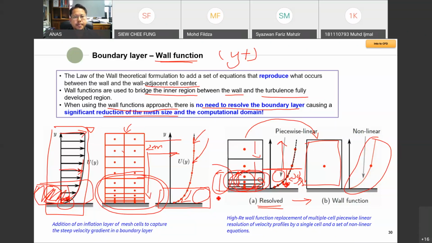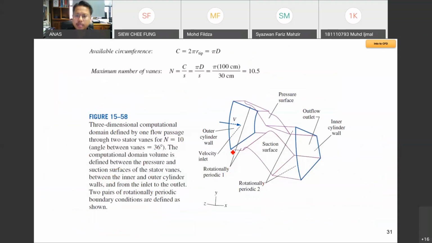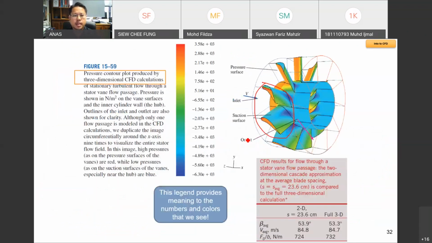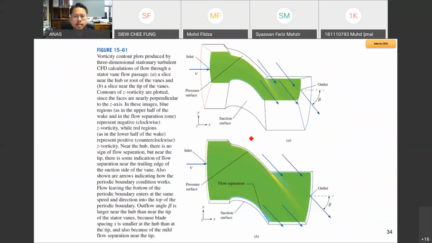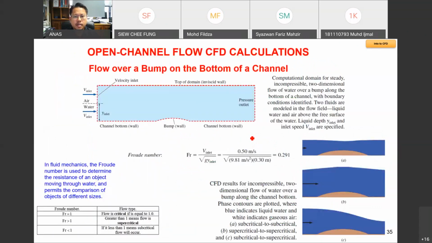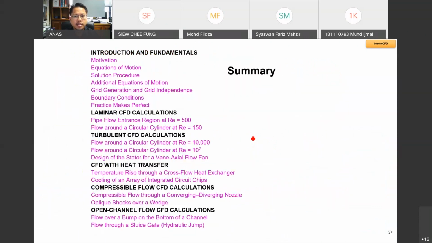So this is what we looked at before. We covered this. I'm not going to cover this.